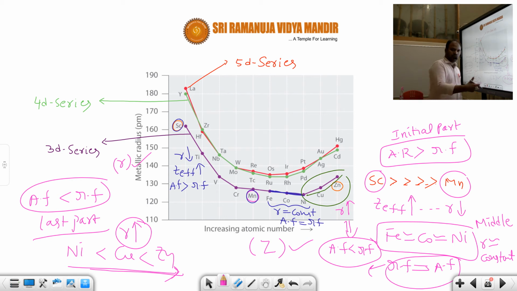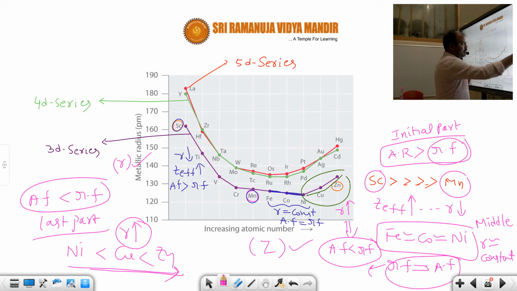Why are the repulsive forces more? Because the 3d subshell is completely filled in the case of copper and zinc. When the 3d subshell is completely filled, inner electrons are more, screening electrons are more. When the screening electrons are more in the penultimate shell, repulsive forces between the inner electrons and outermost electrons are more. So distance increases, and when the distance increases, atomic radius increases in the case of copper and zinc. I hope you are very clear in this concept.